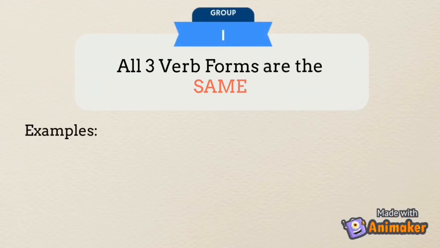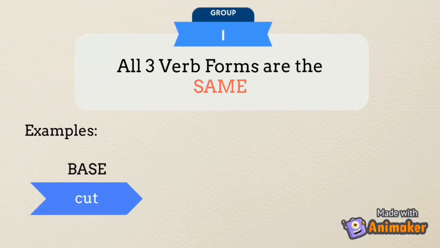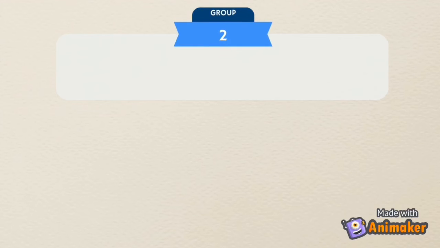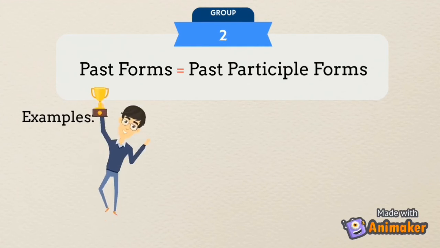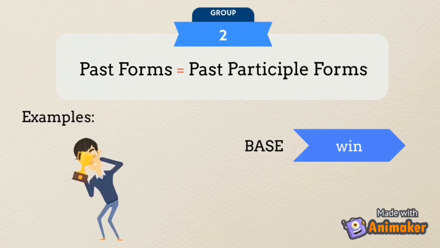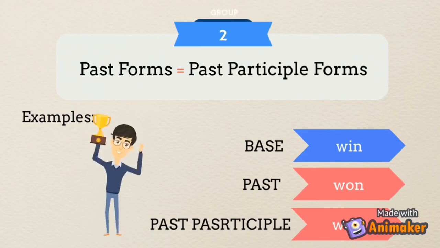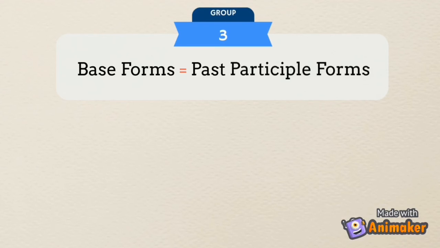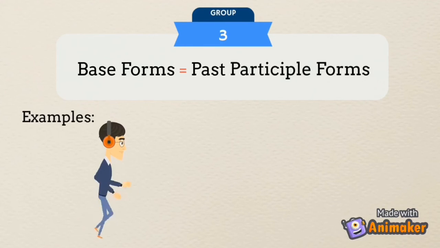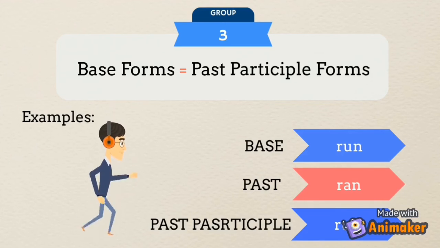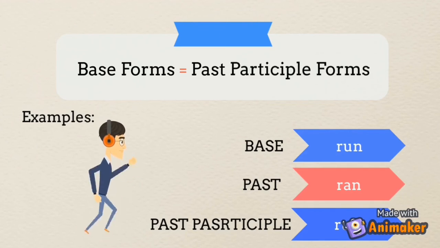Group 1. All three verb forms are the same. Next, same past and past participle forms. Win in base form becomes won in past and remains won in past participle. Then, having the same base and past participle form, run in base form converts to ran in past and converts again to run in past participle form.